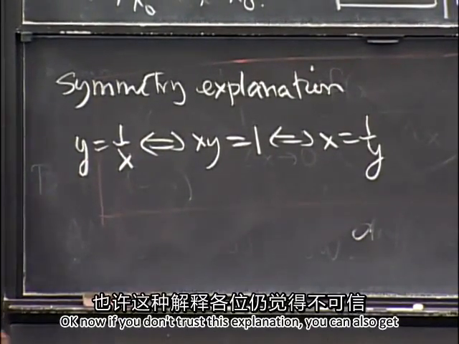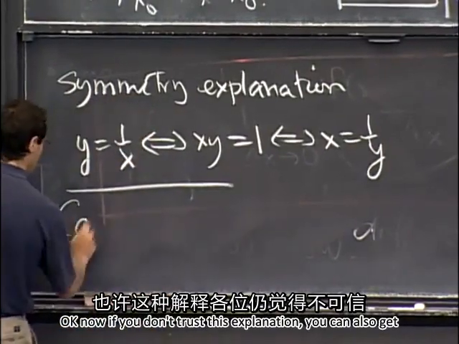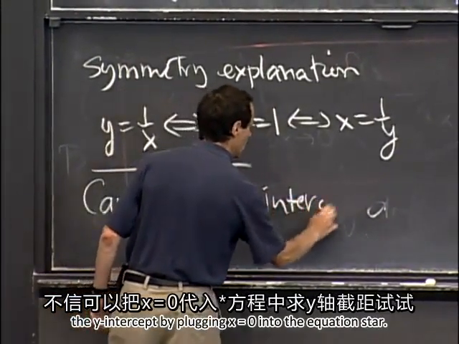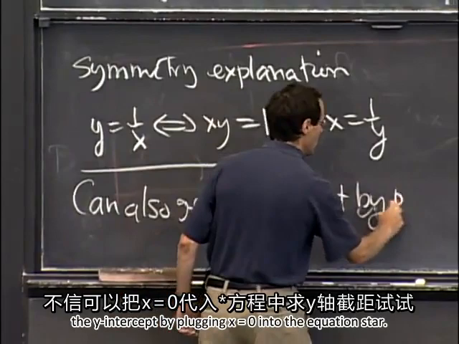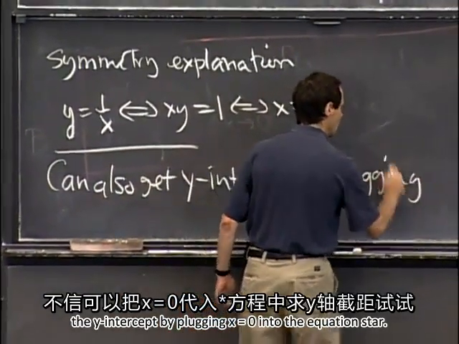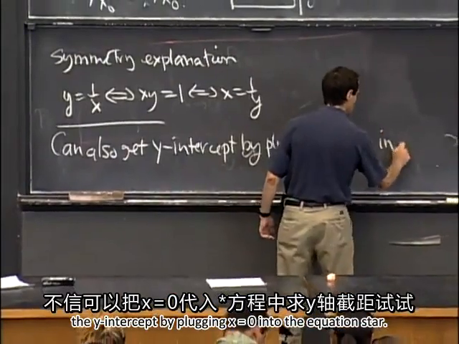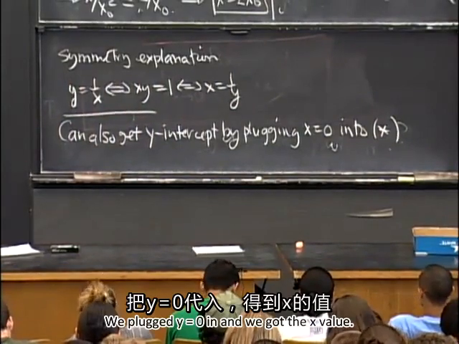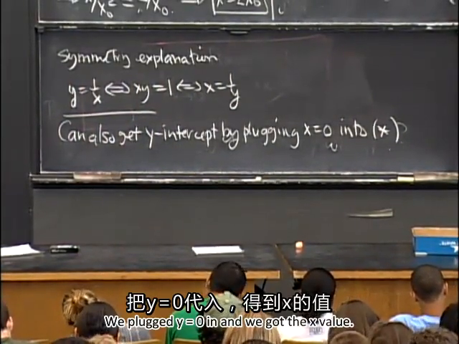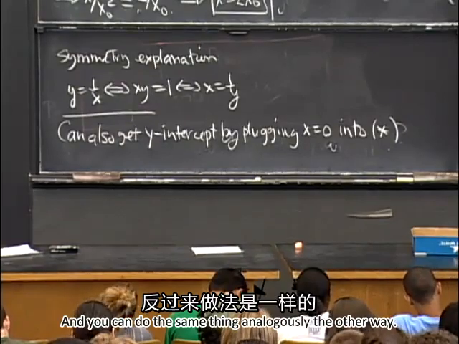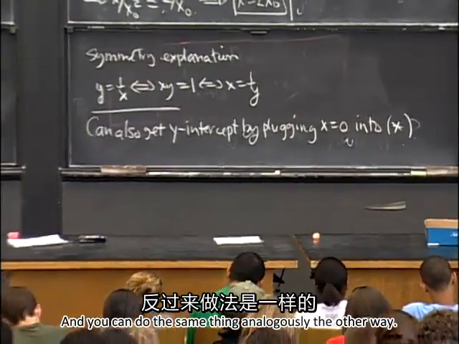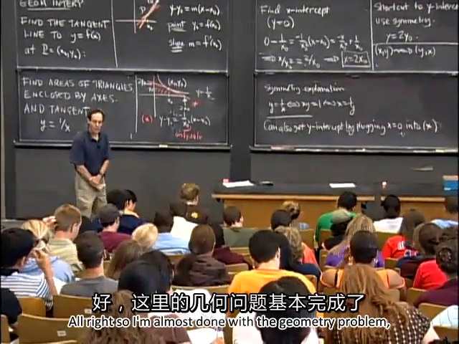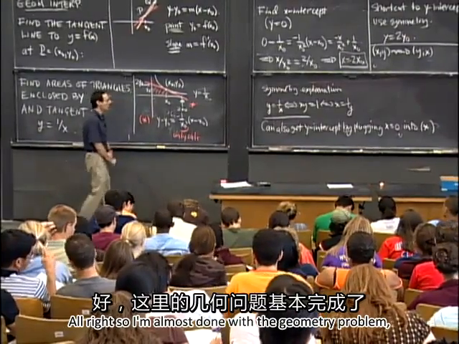Okay, now if you don't trust this explanation, you can also get the y-intercept by plugging x equals 0 into the equation star. We plugged y equals 0 in and we got the x value. And you could do the same thing analogously the other way. All right, so I'm almost done with the geometry problem.